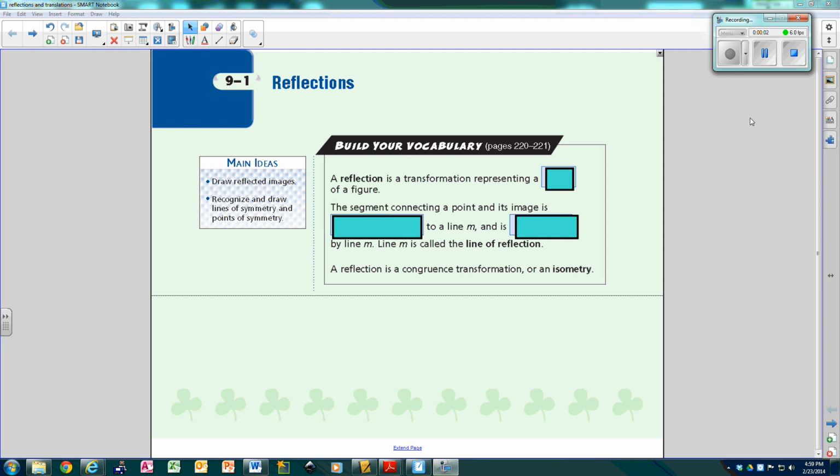Alright guys, so we're doing something a little different today. No triangles, no quadrilaterals, well sort of. Anyway, so we're going to talk about what happens when you take something and reflect it or translate it.